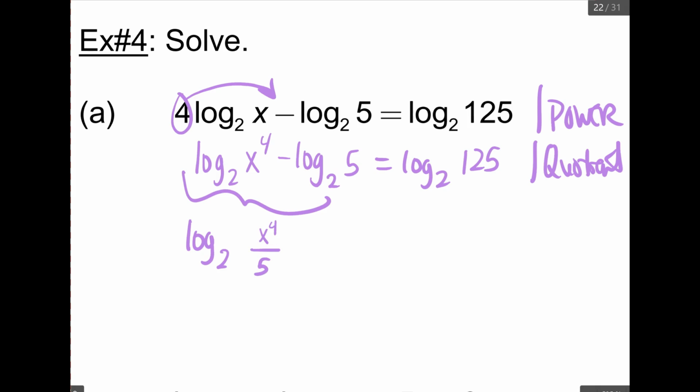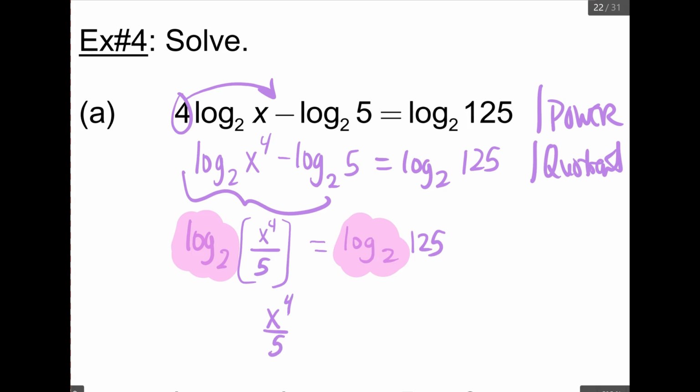You get rid of the log. By combining the insides, it's log base 2 of this entire thing equals log base 2 of 125, which is 5 times 5 times 5. Well, let's see. Same base. I can set x to the 4th over 5 equal to 125. Multiply by 5 on both sides. X to the 4th is 625.